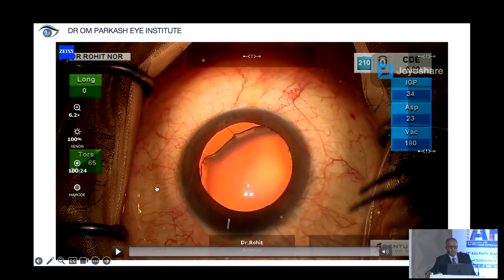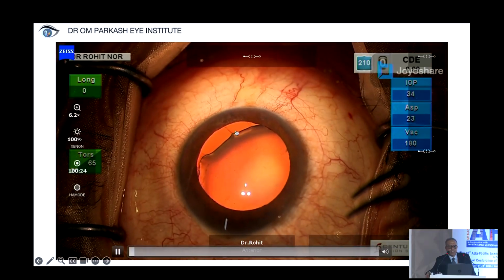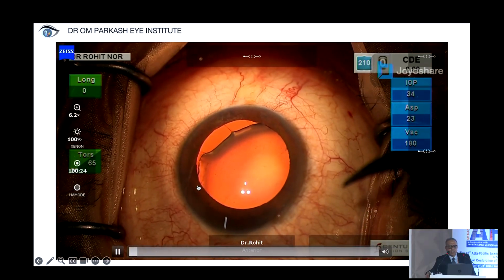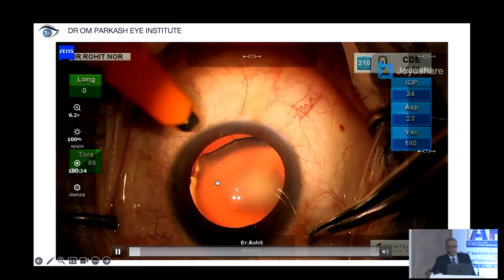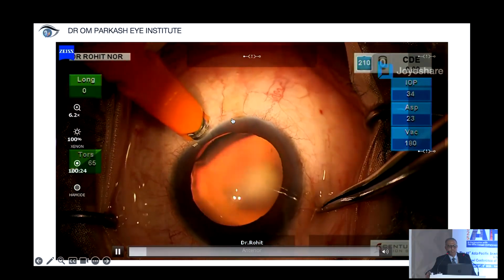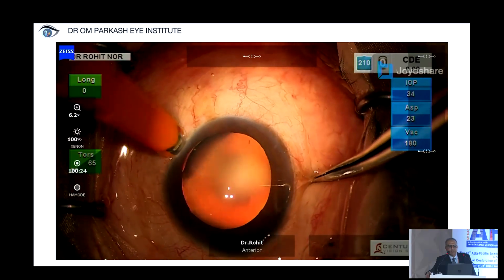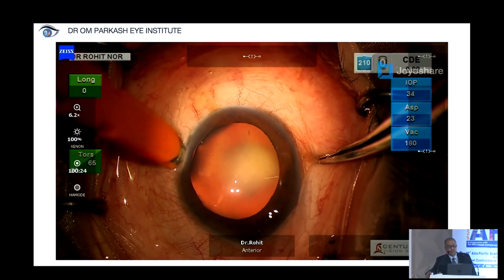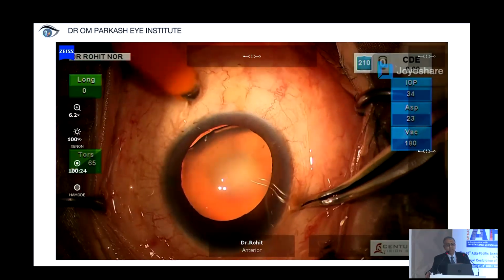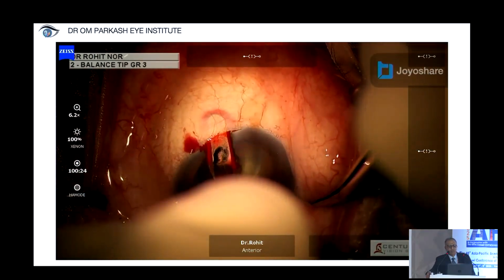So this is another case which I would like you to see. Now here you would find that there is around 100 degrees of subluxation. So I've created the Hoffman's pouch right at the beginning, because that is the time when the globe is firm. Otherwise, at times you have problems, and then I'm making the Hoffman's pocket.